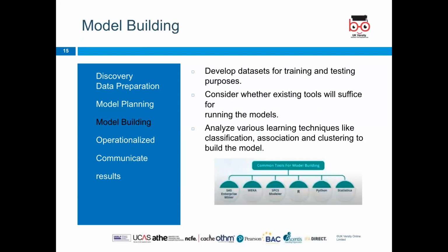The next one is model building. So what is model building? This involves developing data sets for training and testing purposes. We also consider whether existing tools will suffice for running the models. We analyze various knowledge techniques like classifications, association, and clustering to build the model. In the diagram below, we see the common tools for model building. We use SAS Enterprise Miner, we use Weka, we use SPSS Modeler, we use R, we use Python, and we use statistical tools.